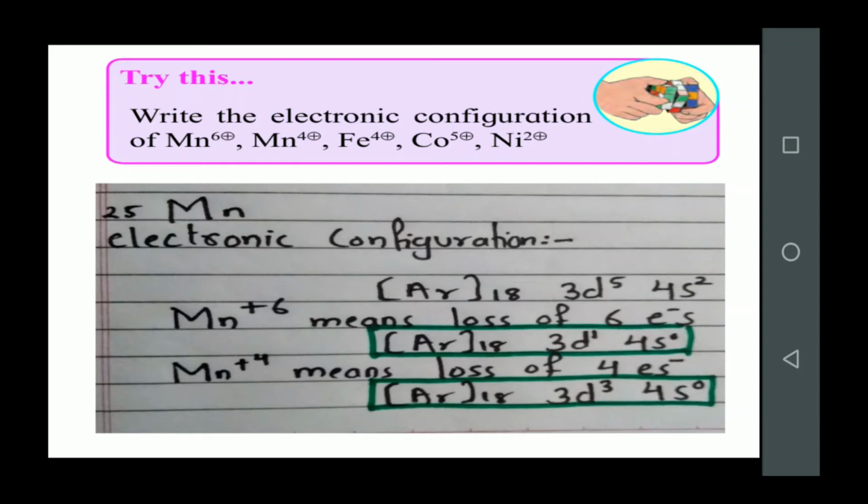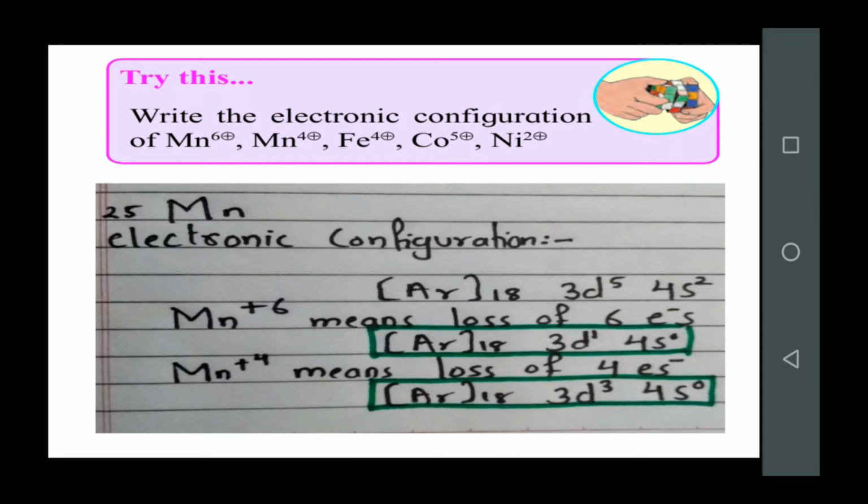Manganese plus 6 means that manganese in neutral state has lost 6 electrons. Okay, now manganese is in ionic state. Mn plus 6 is an ion. Okay, so how are the 6 electrons lost? So first you just remove 2 electrons from your s orbital and 4 from your d orbital. 6 electrons are there. Okay, so you are left with only 1 electron in your d orbital and no electrons in the s orbital. So you will write argon 18 3d1. If you are not writing 4s0, then also it is correct.